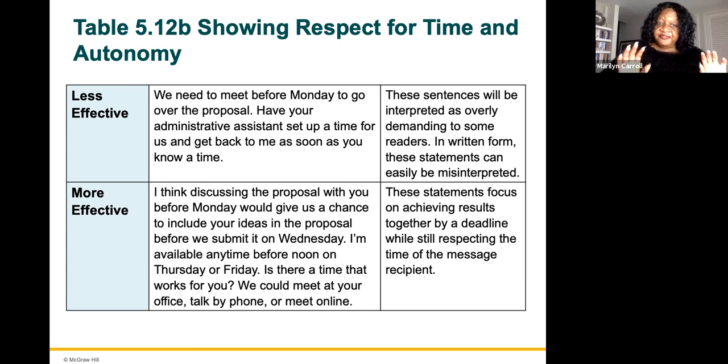The more effective way of doing this would be, "I think discussing the proposal with you before Monday would give us a chance to include your ideas in the proposal before we submit it on Wednesday. I'm available anytime before noon on Thursday or Friday. Is there a time that works for you? We could meet at your office, talk by phone, or meet online." Now, these statements focus on achieving results together by a deadline while still respecting the time of the message recipient.